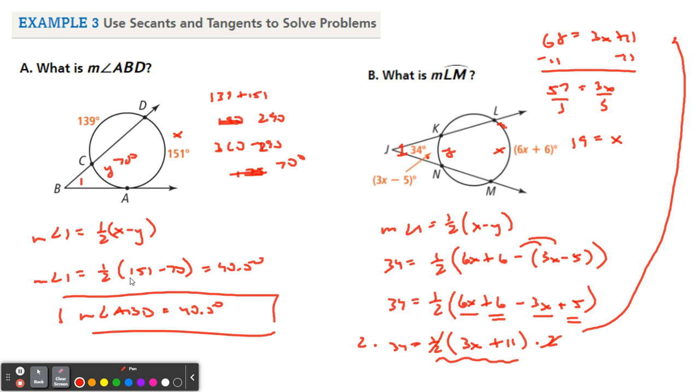So they want the measure of arc LM. So that's going to be 6 times 19 plus 6. Use Desmos or a calculator, and that's going to be 120. So the measure of arc LM is 120 degrees. Fun-filled algebra for us all.